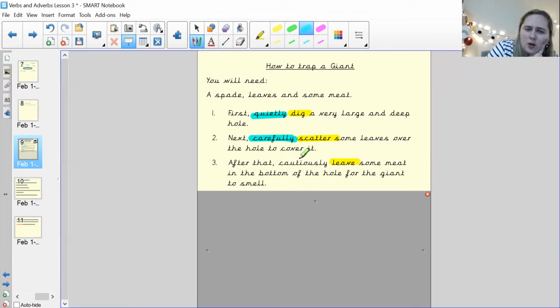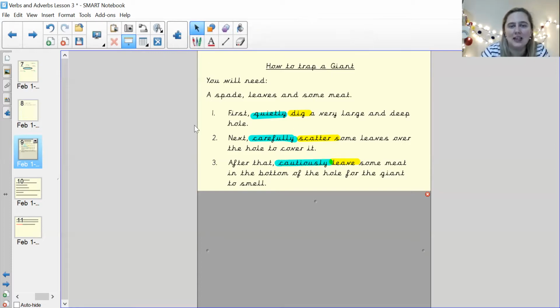Fantastic. So, which word is our adverb? After that, cautiously leave some meat in the bottom of the hole for the giant to smell. Well done. It is cautiously, because we're leaving it really carefully. Cautiously, very, very careful.